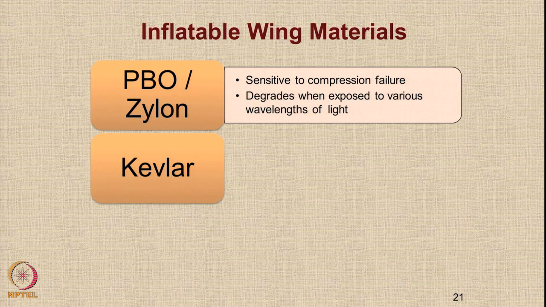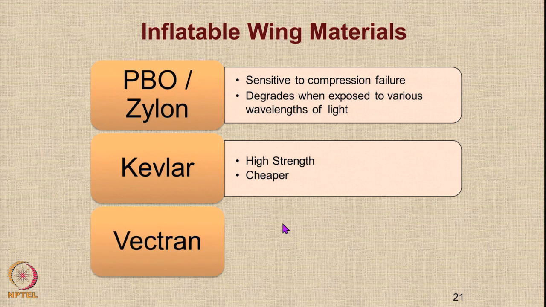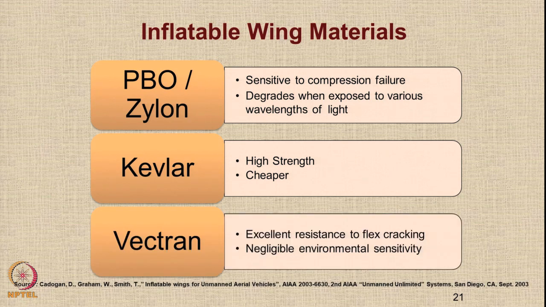Kevlar is also very popular as an inflatable wing material because it has high strength and it is much more affordable. And Vectran is another proprietary material which has excellent resistance to flex cracking and it has negligible environmental sensitivity. So, if you are interested, there is a paper which can be located and read for more detailed information about the materials used for the inflatable wings.